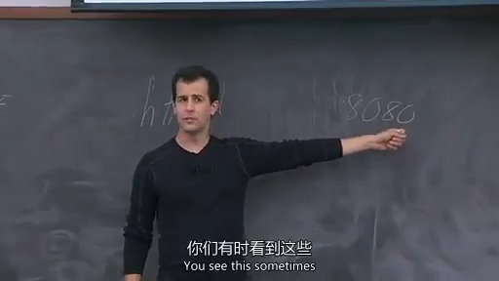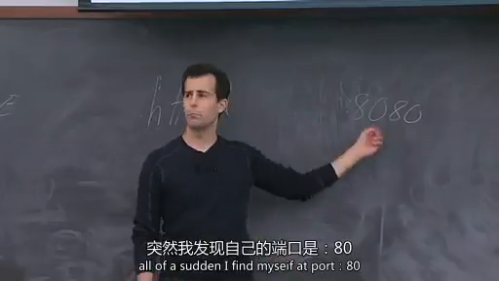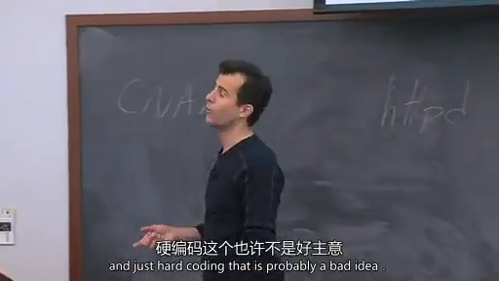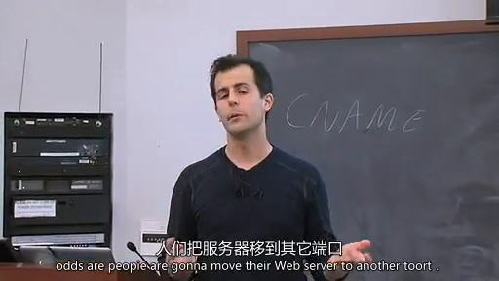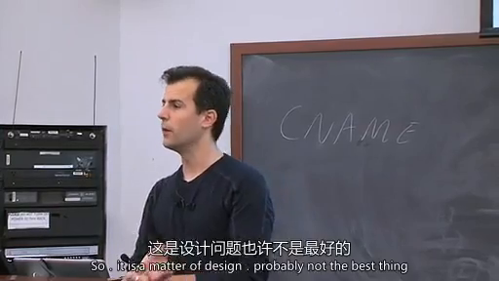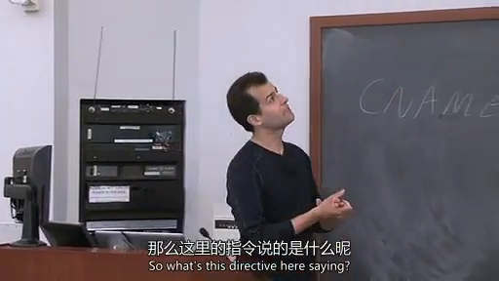And you see this sometimes. There are various websites I've encountered even recently where all of a sudden I find myself at port :80. Just hard coding that is probably a bad idea, if only for the aesthetics, because odds are people aren't going to move their web server to another port, but there's just no reason, certainly. So it is a matter of design, probably not the best thing. So what's this directive here saying?